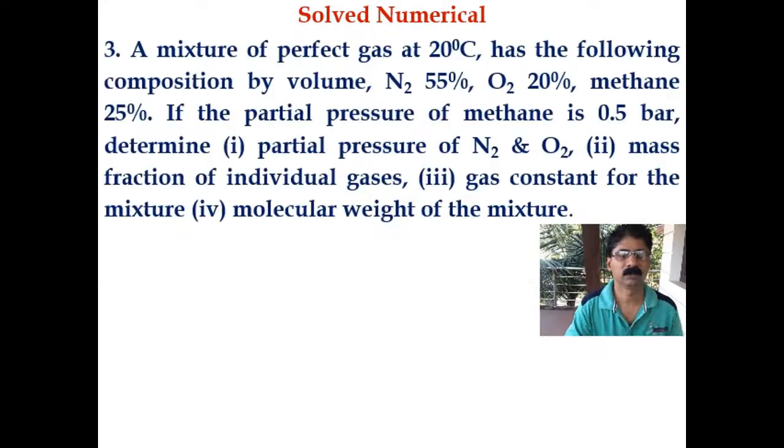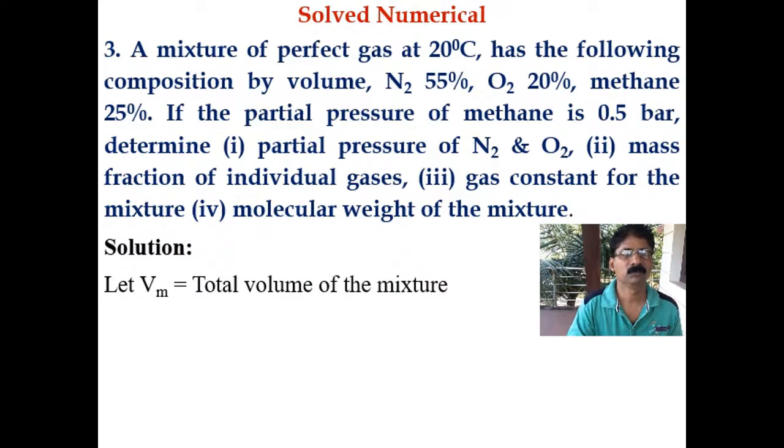Now we'll solve problem number 3. A mixture of perfect gas at 20 degrees Celsius has the following composition by volume: N2 is 55%, O2 is 20%, and methane is 25%. That is nitrogen, oxygen, and methane. The partial pressure of the methane is given as 0.5 bar. So you have to find out the partial pressure of N2 and O2, the mass fraction of all the gases, the gas constant for the mixture, and the molecular weight of the mixture.